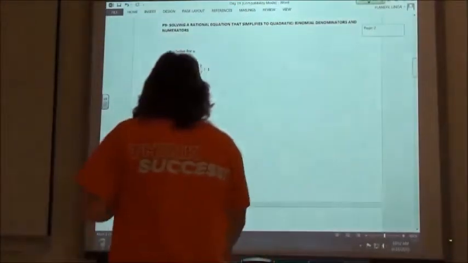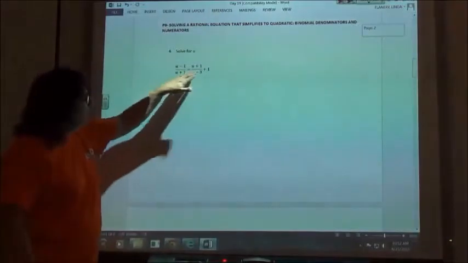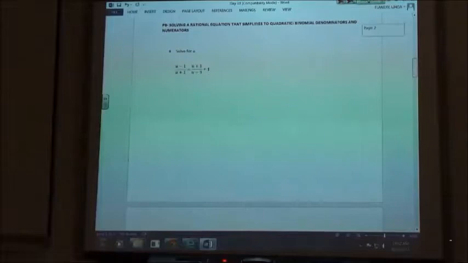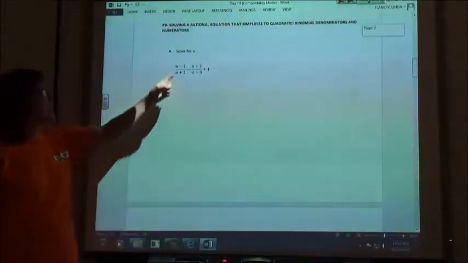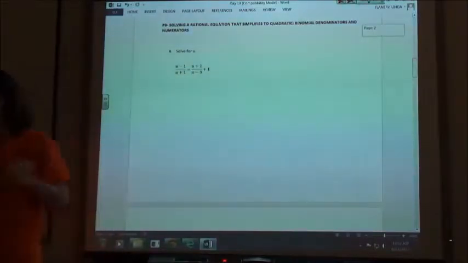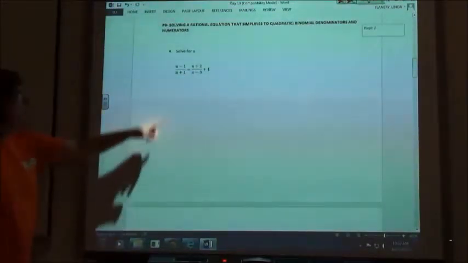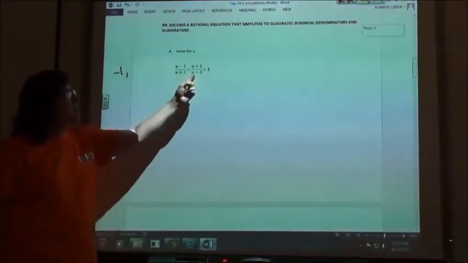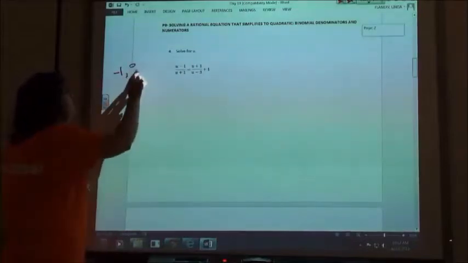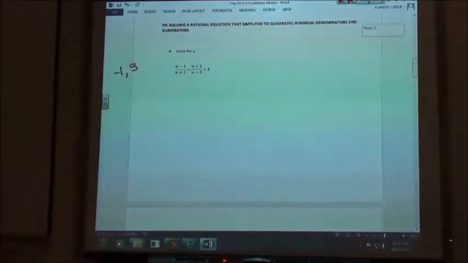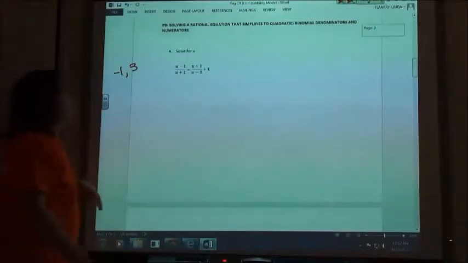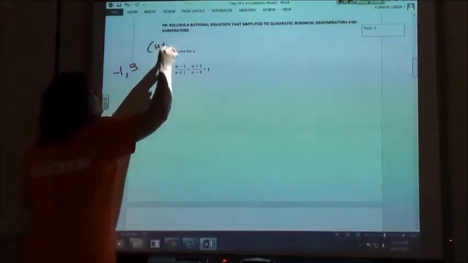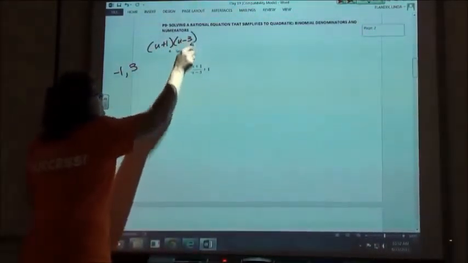So number 4, 5, and 6, same kind of thing. I'm going to have fractions, and so I'm going to get rid of the fractions by multiplying by my common denominator. This time we have binomials up on top, so we get to do a lot more FOILing. And again, we have to check for our restrictions. So our restrictions on this one, I can't have negative 1 on the bottom of the first fraction, and I can't have a positive 3 on the bottom of that second fraction, or I'd have zeros down in the bottom of my fractions. So this time my common denominator is going to be u plus 1 and u minus 3.